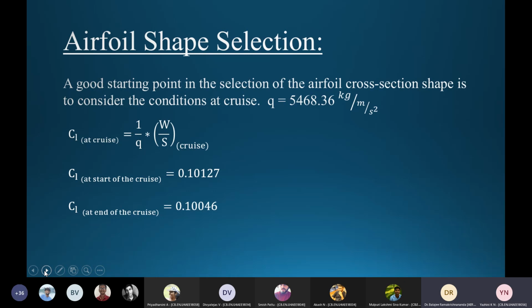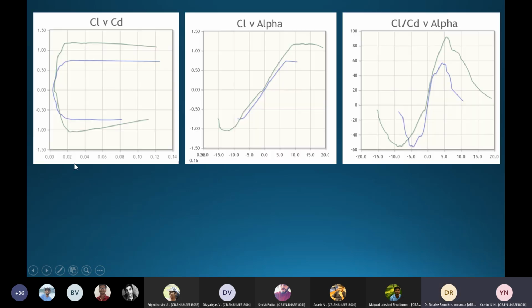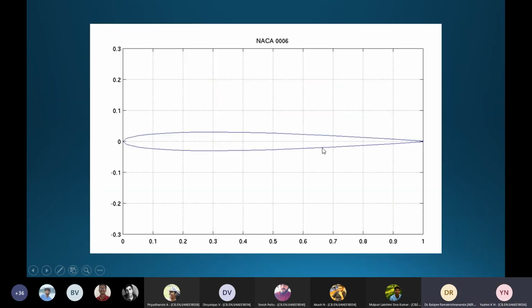So we got the CL value at the start of the cruise and end of the cruise as 0.1. Right. So these are the graphs we had. What is the airfoil? NACA 0006, sir. That is the most important thing you should say. Without that, we don't know what you are talking about. The airfoil shape you should show. Show the airfoil shape. And show only the curve which you are using. Show it before that, the compare curve.